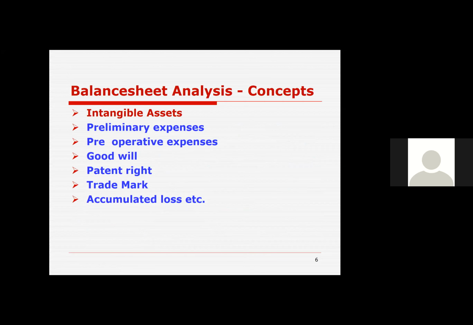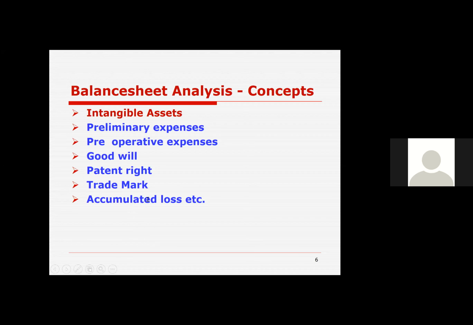Then intangible assets. Intangible assets are preliminary expenses, pre-operative expenses, goodwill, patent right, trademark, and the accumulated loss. So friends, preliminary and pre-operative expenses are things yet to be capitalized. Just note down: preliminary expenses, pre-operative expenses, goodwill. The firm would build up a certain goodwill in the market, so they will show it on the asset side. Then patent rights and trademarks. It is an imaginary asset. We call it an intangible asset.